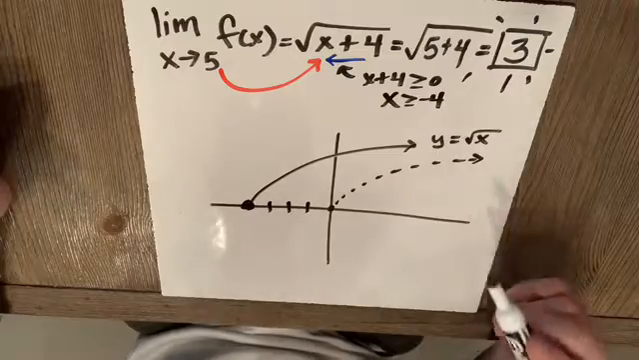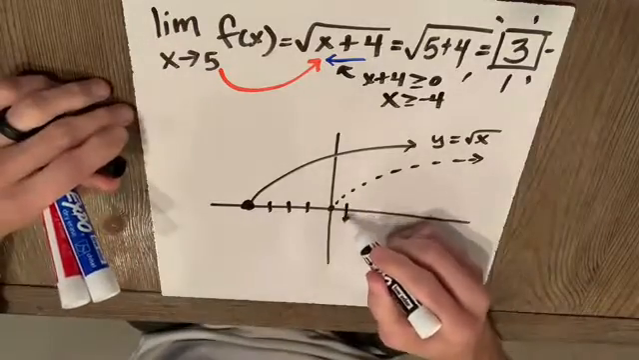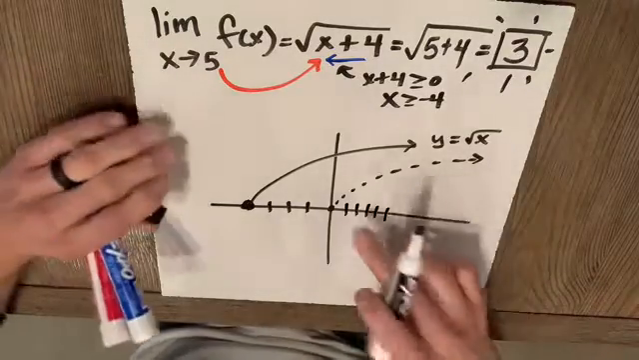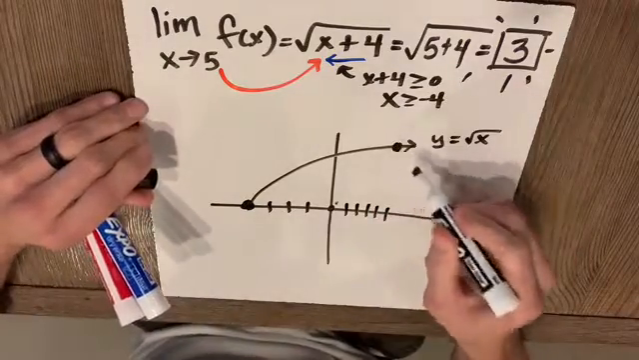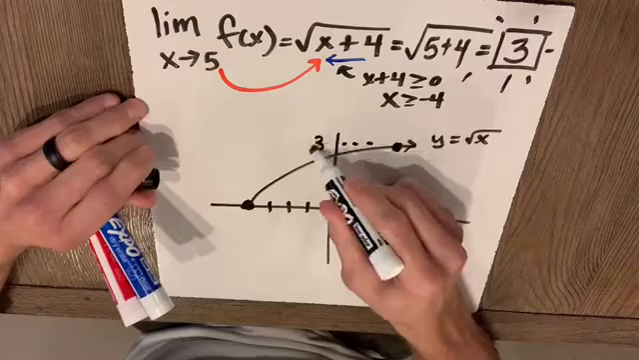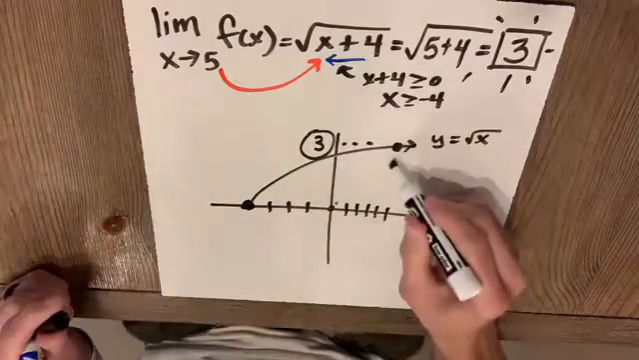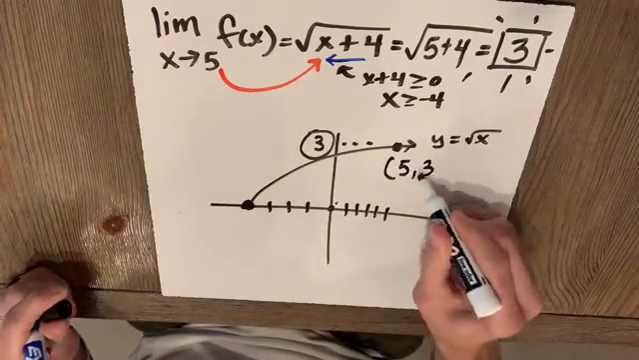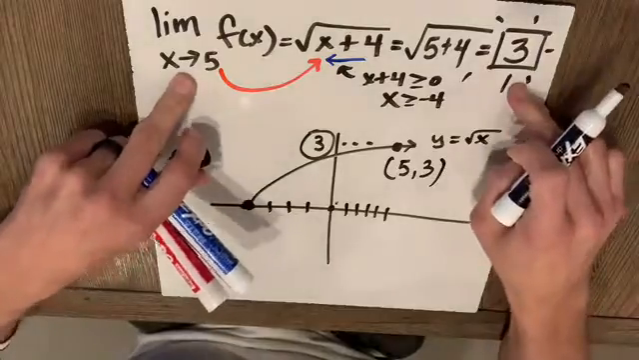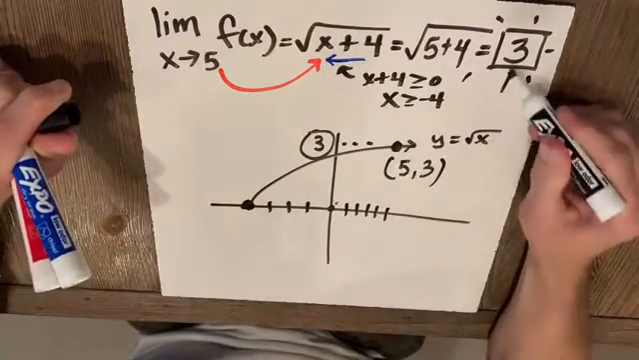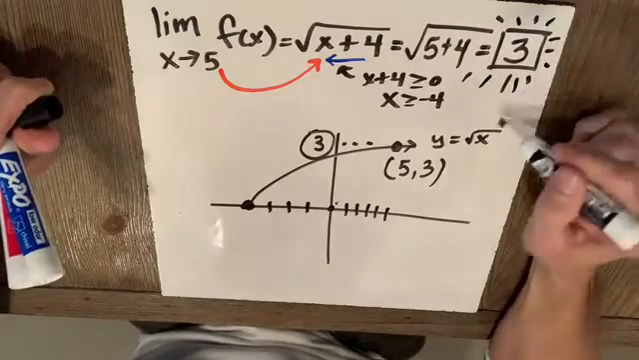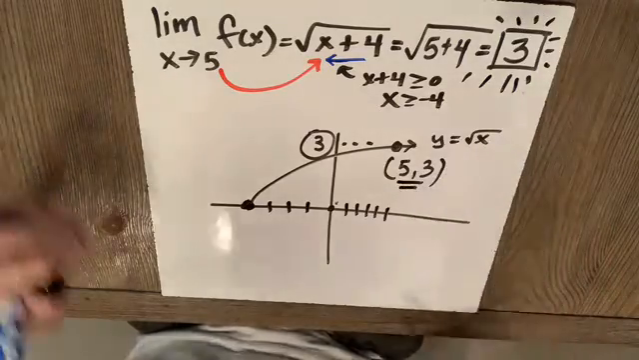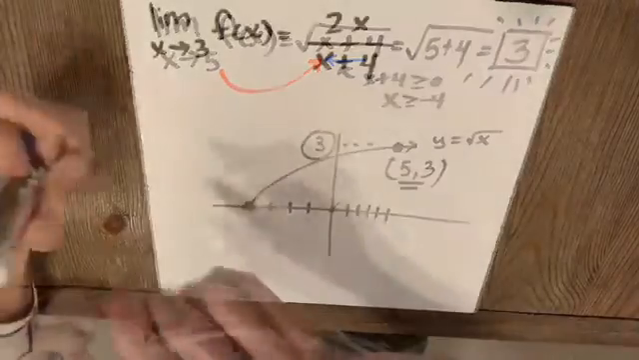We're saying, as x approaches 5, 1, 2, 3, 4, 5, where is y approaching? I'm going to erase my parent function. Well, y is approaching 3. Notice we have this point, 5, 3. As x approaches 5, y approaches 3. And because we get the limit through direct substitution, we have this point 5, 3 on our graph.